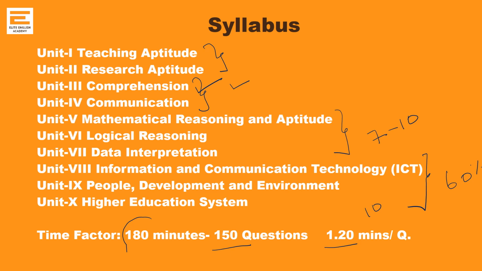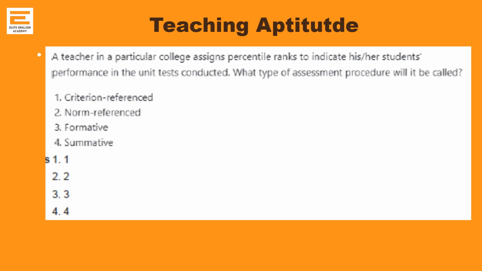As a part of this, in this video, I'm going to analyze the 2 topics, research aptitude and teaching aptitude, from which there were 9 questions in the September 2020 NET examination, session 2. I'm going to discuss those answers. First, look at the question. A teacher in a particular college assigns percentile ranks to indicate his or her students' performance in the unit test conducted. So look at the key here, unit test.